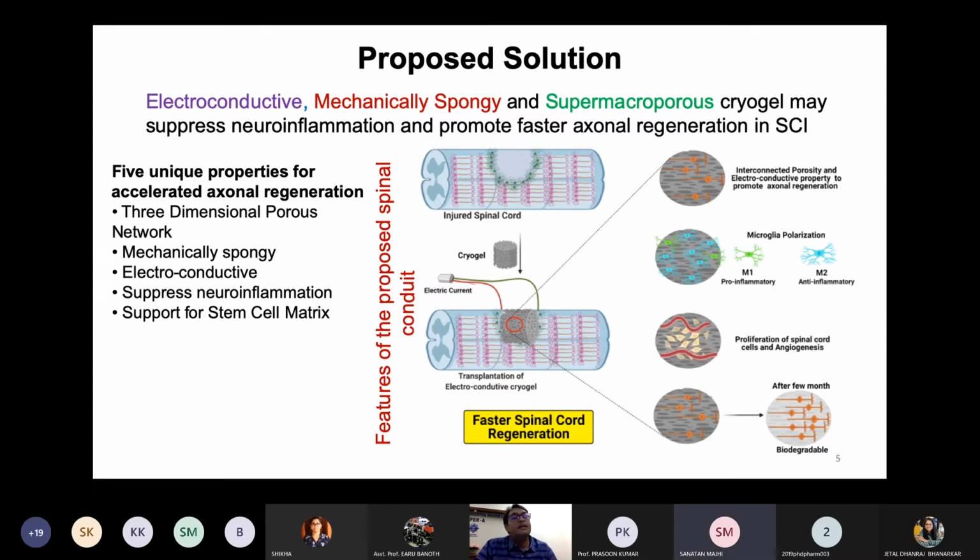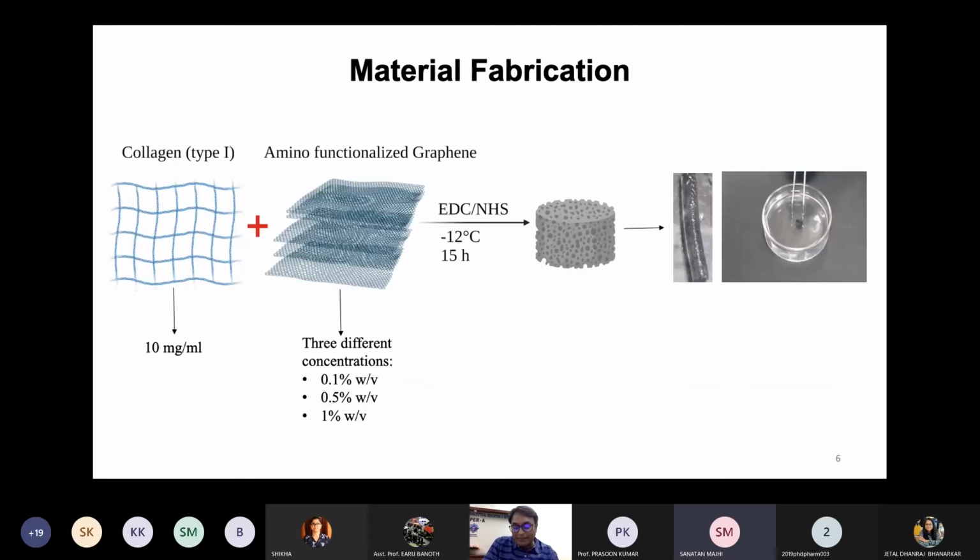And we want that after the injury, when we implant the material, it should be able to convert macrophages more toward the M2 phenotype. But we always need a balance of both, so the ratio should shift more towards the anti-inflammatory type. The material should also allow the proliferation of cells, and it should ultimately be degradable in nature. With that solution, we developed a material.